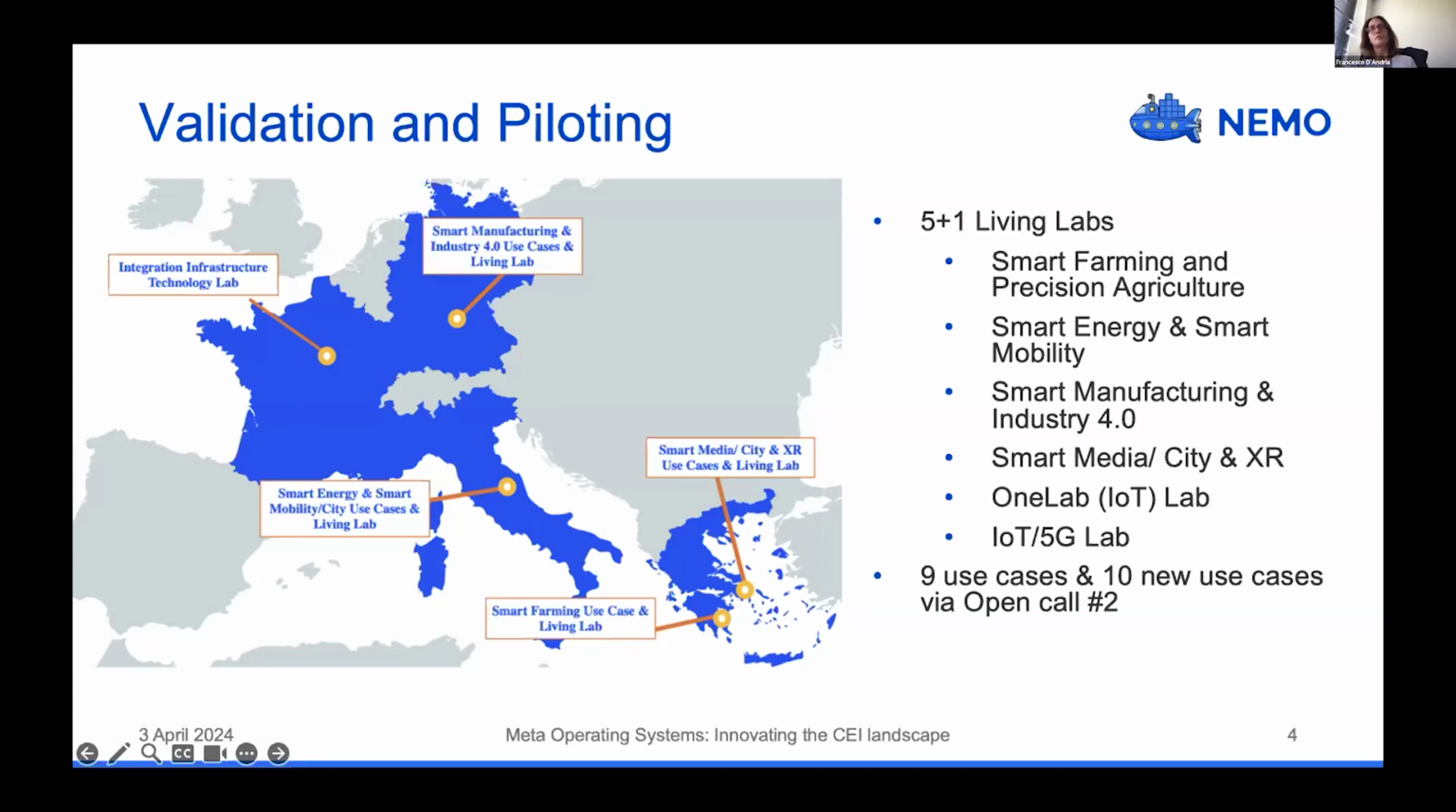The third pilot is related to smart manufacturing and Industry 4.0. This pilot is located in Germany and is led by Continental.